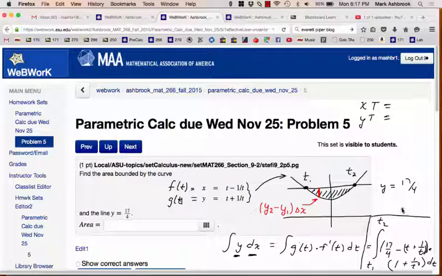Yeah? Okay. But it goes back to what we did at the beginning of the semester. That red typical slice right there is height times width. Height is upper y minus lower y. Upper y is 17/4, lower y is that function right there.